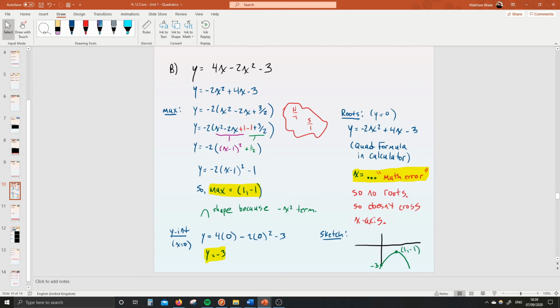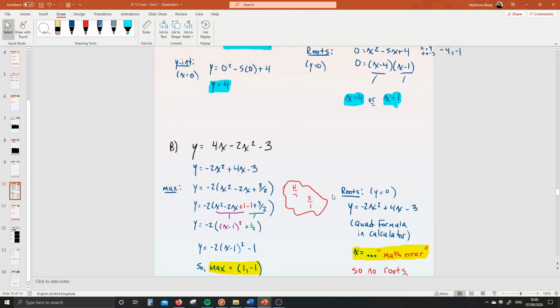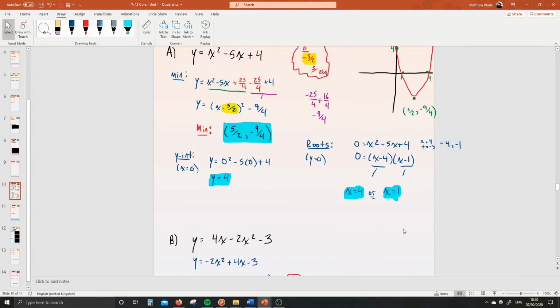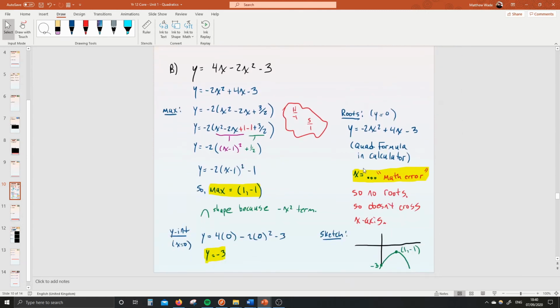And that's it. Cool beans, guys? If you can't put the x points on, you can't put them on. That's just the end of it. Like this one here, you could put them on, no problem. But this one here, you can't. So that's why I said math error. Cool beans? Sweet, that's topic 1 done.